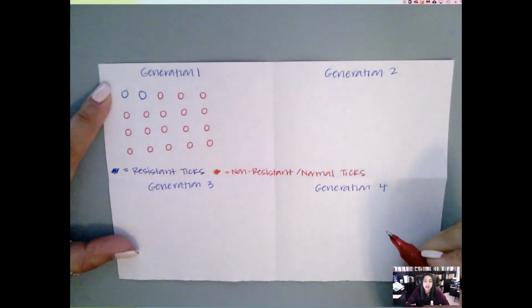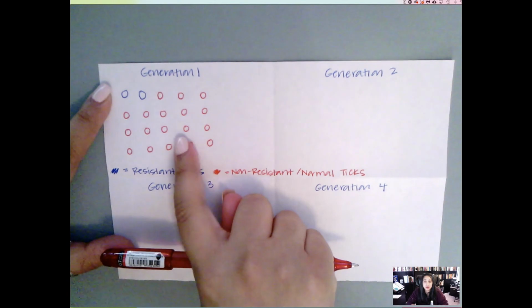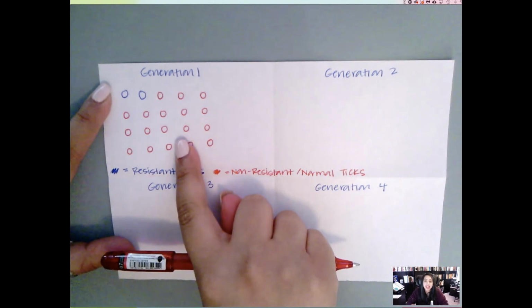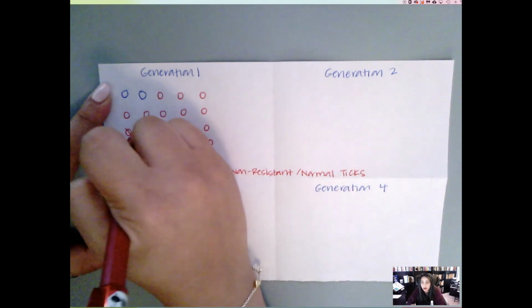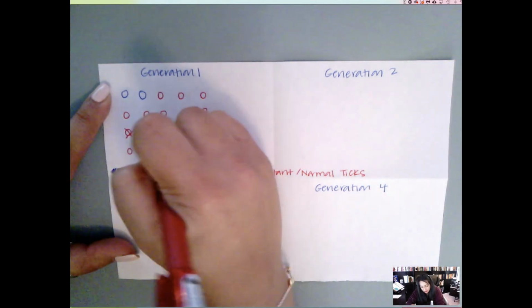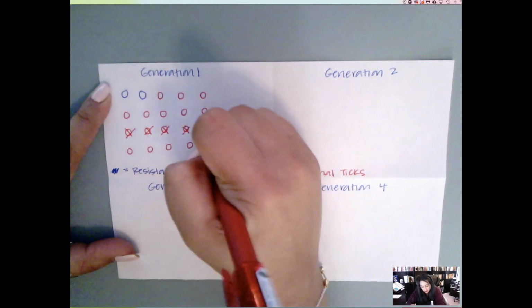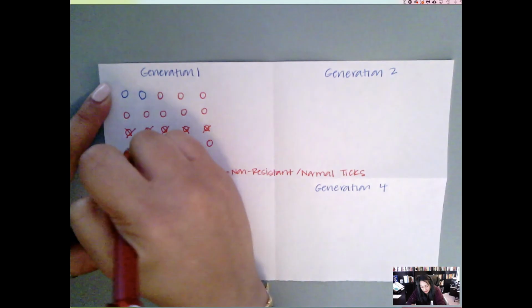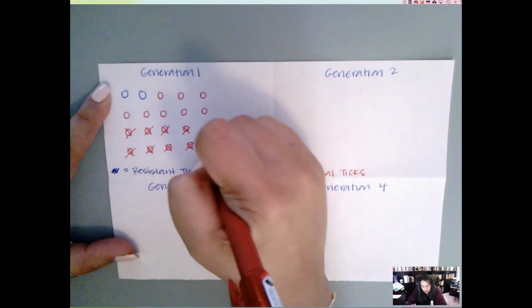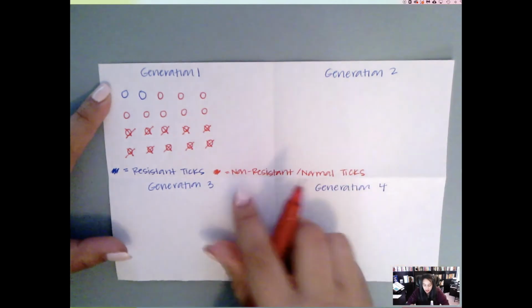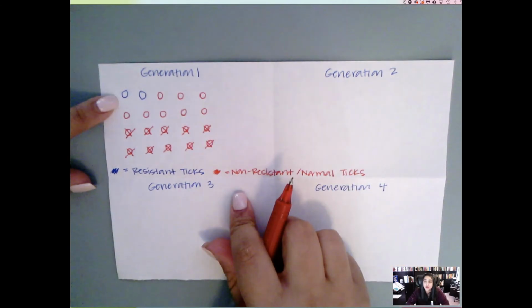Okay. Now, when generation 1 is exposed to permethrin, which is that chemical we talked about, it's going to kill off 10 of the non-resistant ticks. So we're going to go ahead and cross off 10 of these circles. So 1, 2, 3, 4, 5, 6, 7, 8, 9, and 10. So we have 10 survivors. 2 of them are resistant and 8 of them are not.